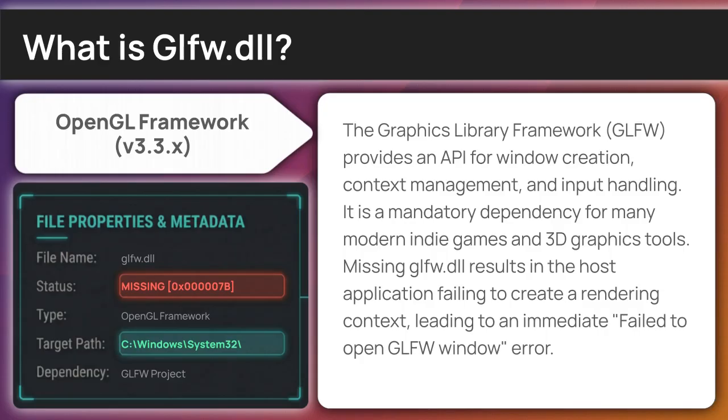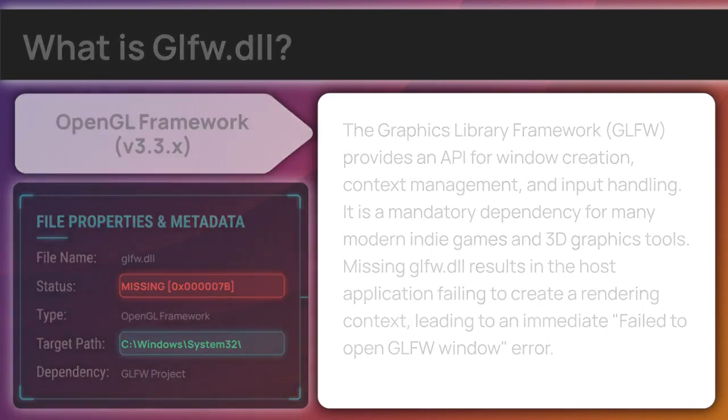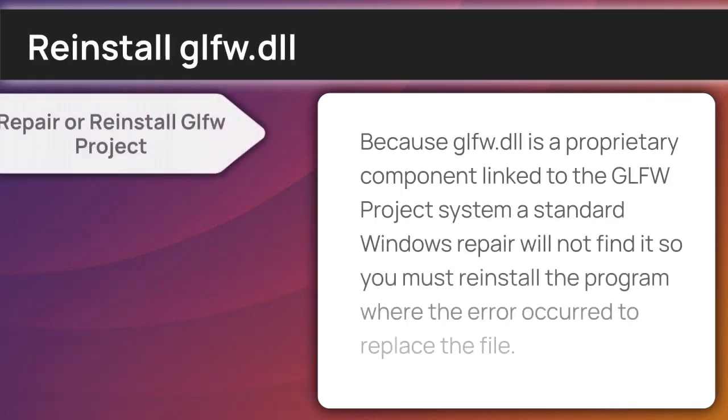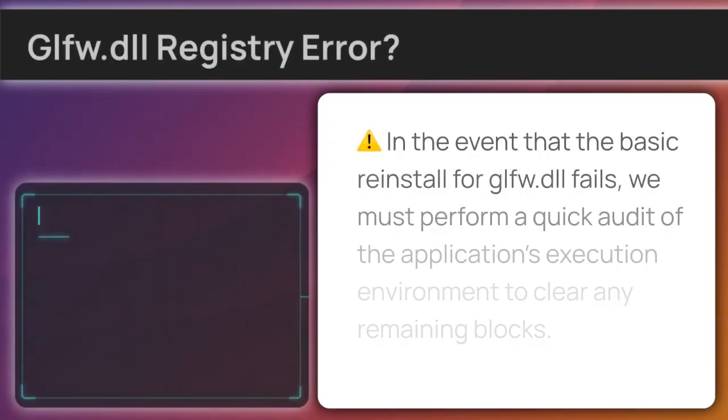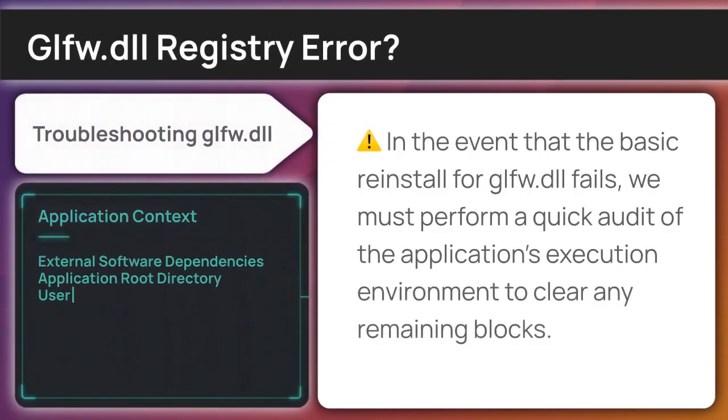We'll start with the most common fix for this specific error. Because GLFW Graphics Library DLL is a proprietary component linked to the GLFW Project system, a standard Windows repair will not find it, so you must reinstall the program where the error occurred to replace the file. When the primary installation path fails, a more surgical approach to checking your system's environmental variables is required.